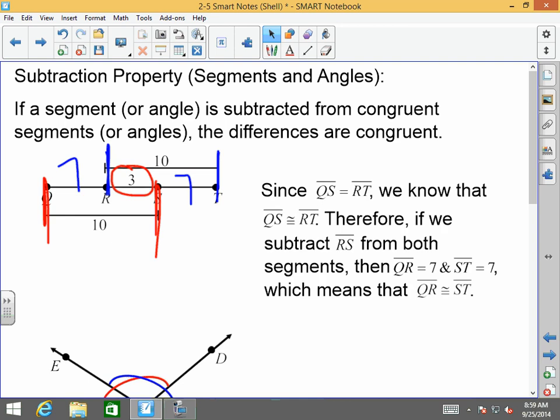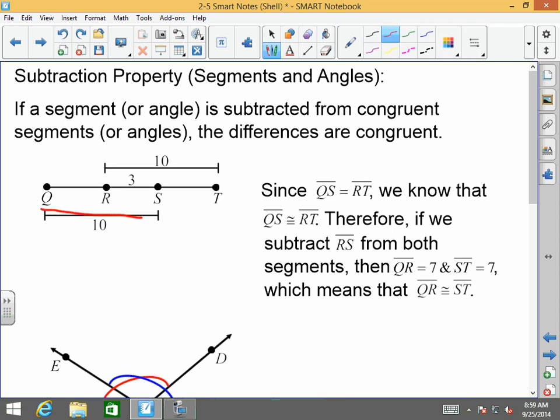Let's explain it in words. Let me go back. Since QS is congruent to RT, because they're equal, therefore, if we subtract RS from both segments, then QR will be 7, like we just talked about. ST will be 7, like we just talked about, which means that QR must be congruent to ST.